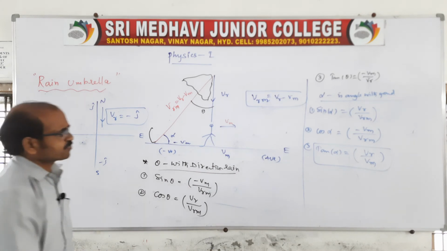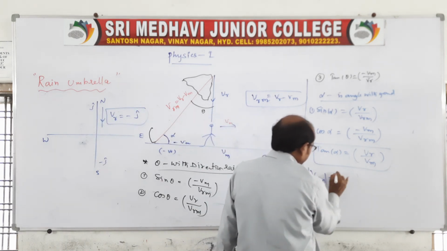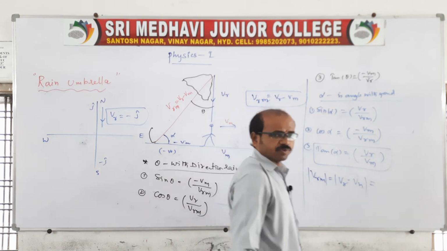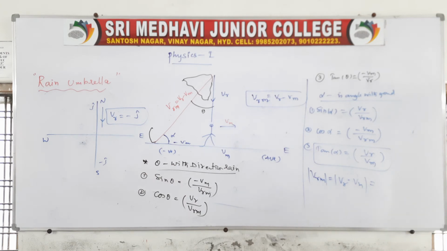Suppose I want to say Vrm is equal to, we can also write this, Vrm is equal to the magnitude of Vrm. Yes, we can take it like this: it is equal to root over Vr square plus Vm square plus 2 Vr Vm cos theta. It is a magnitude if you want to get it like this. So this is related to rain umbrella problems.